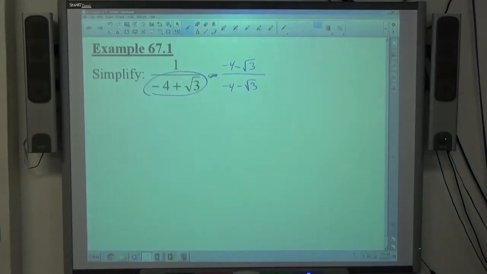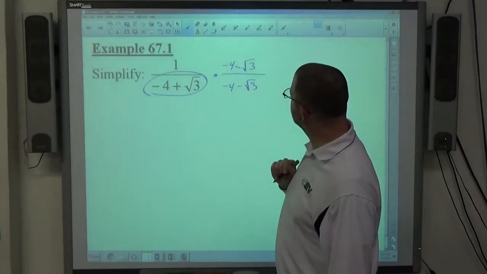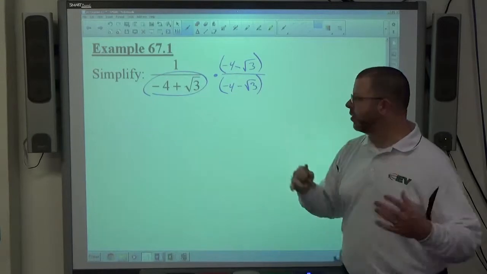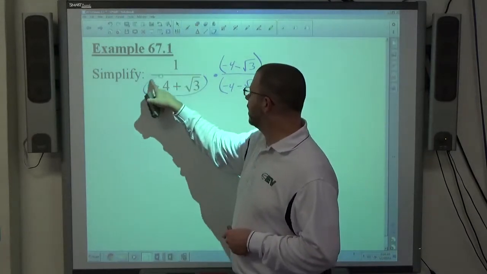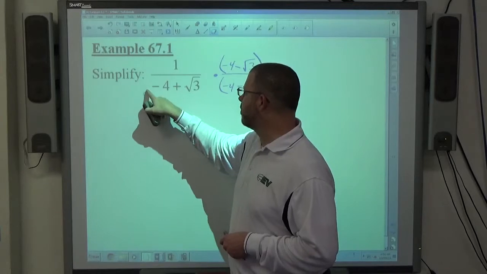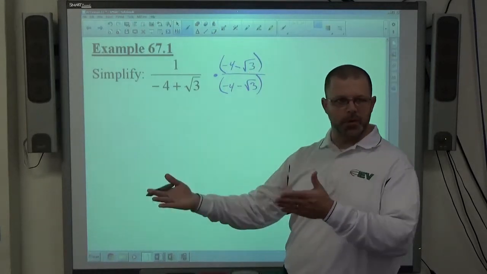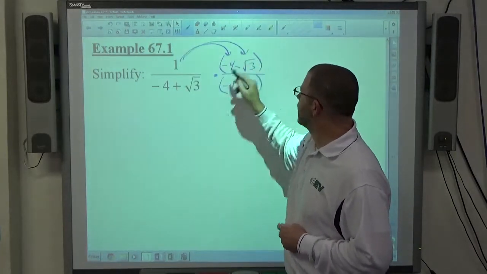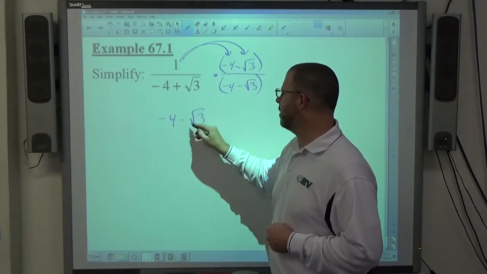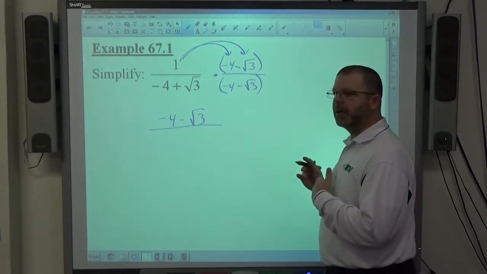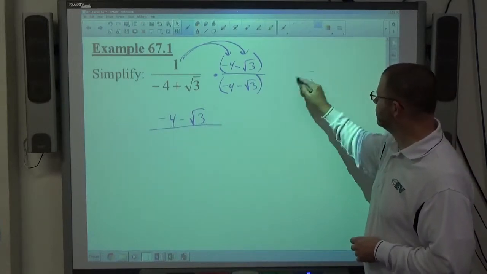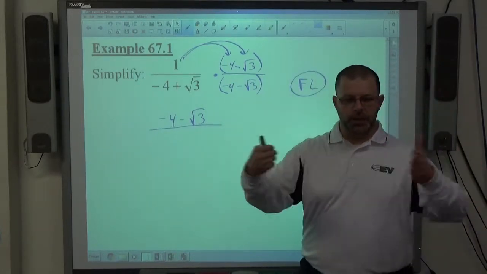Like so. Top and bottom multiplication is what it's going to be. On top is just either a FOIL or a distributive property. On the bottom, again, we already know it's going to be perfect square minus perfect square. So, 1 times this just makes negative 4 minus the square root of 3 on top. On the bottom, again, you could FOIL it out if you want, but just keep in mind, the shortcut is just FL. We're doing a difference of squares multiplication.